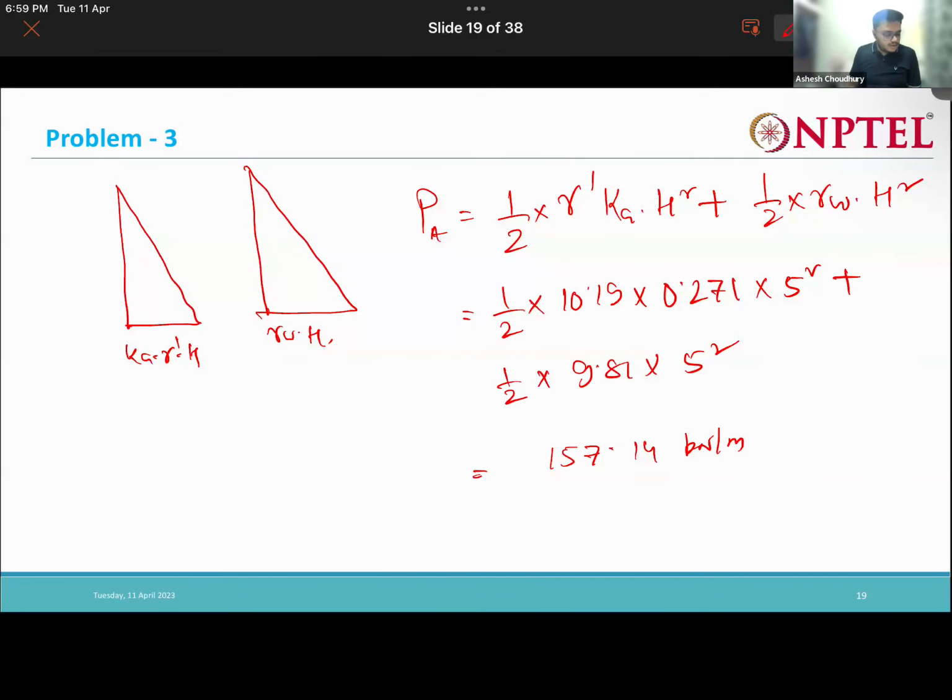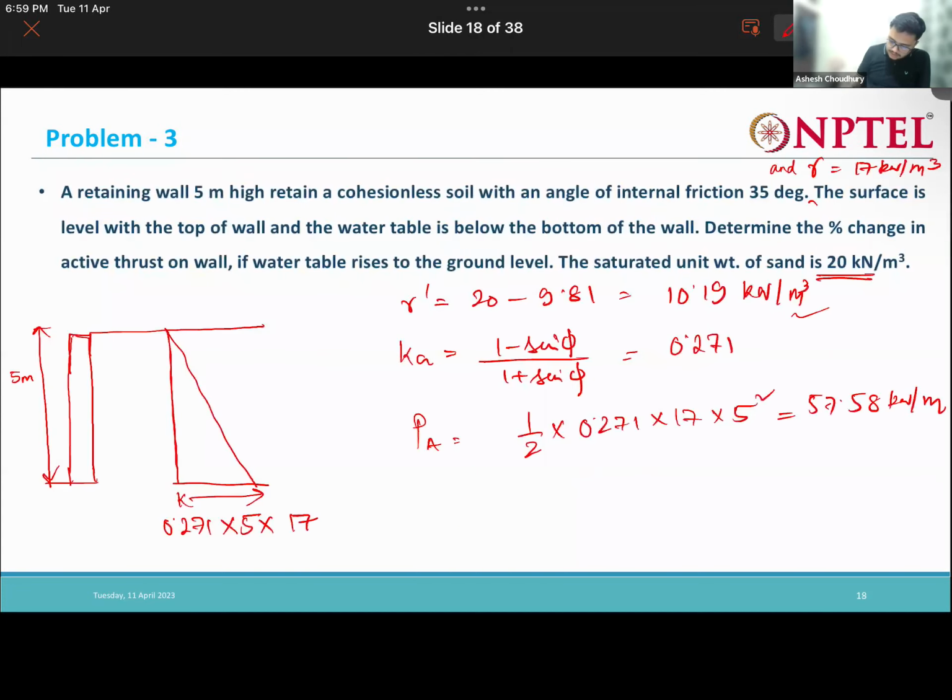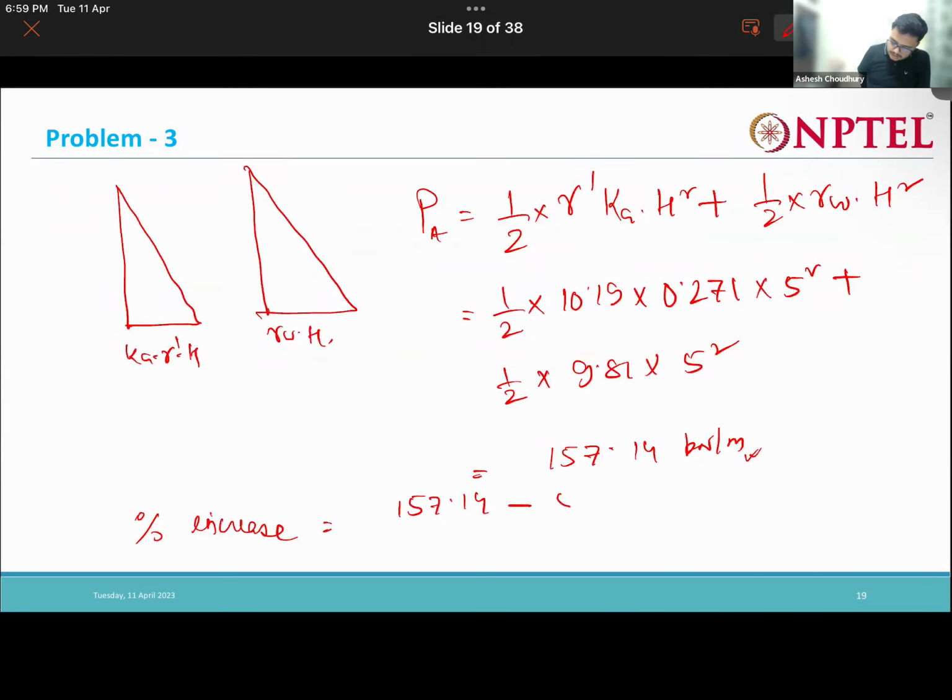So we can see that by a large amount our active thrust is increasing. So let us determine the percentage increase. 157.14 minus 57.58.